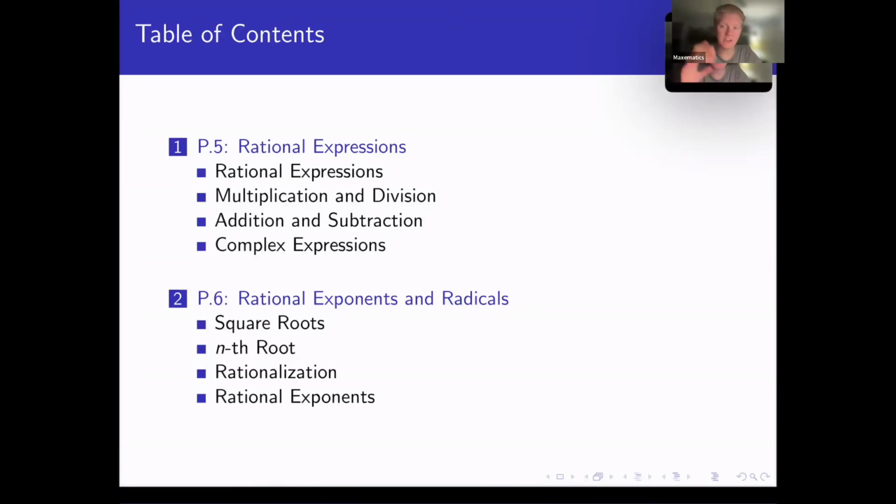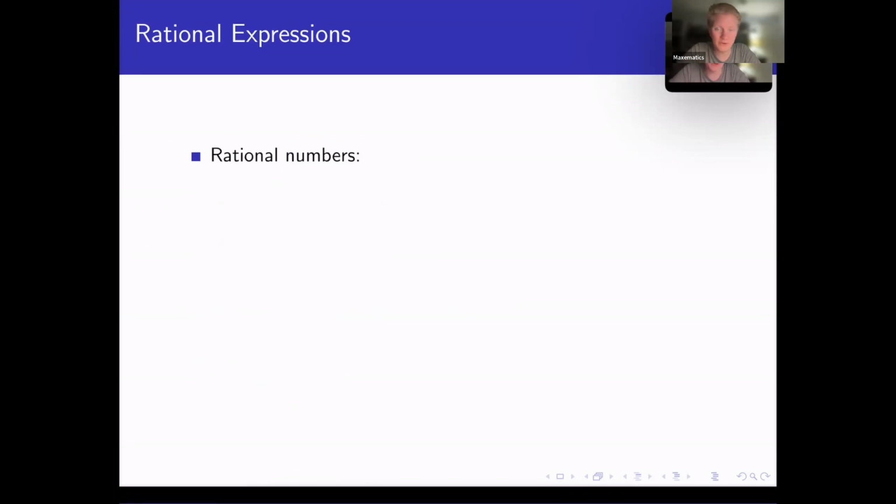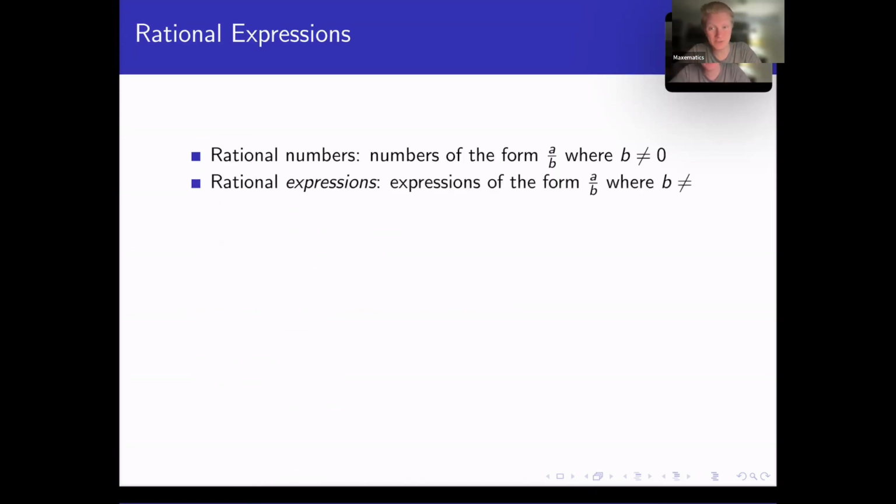In P5, we're going to change gears a little bit and start talking about rational expressions. In the past, we've talked about rational numbers, so rational expressions aren't going to be super different, but different enough that we have to dedicate its own section. Okay, so if rational numbers are numbers of the form a over b where b can't equal 0, then rational expressions are, believe it or not, expressions of the form a over b, where b does not equal 0.